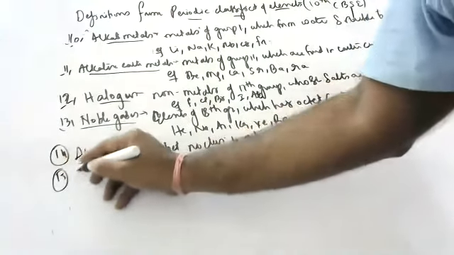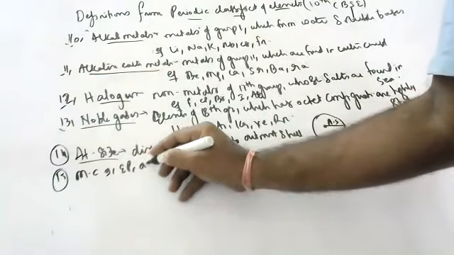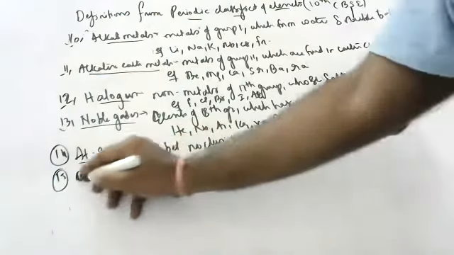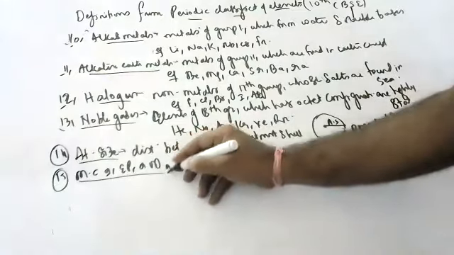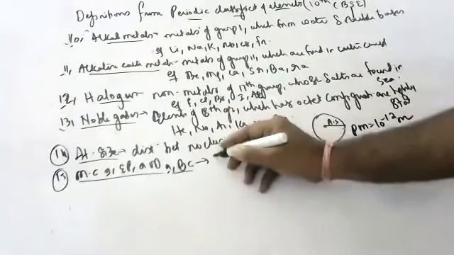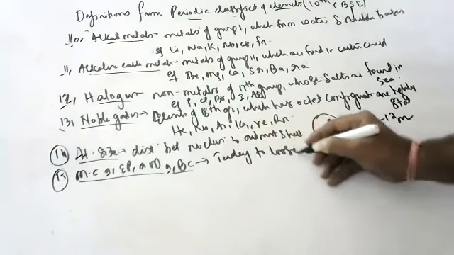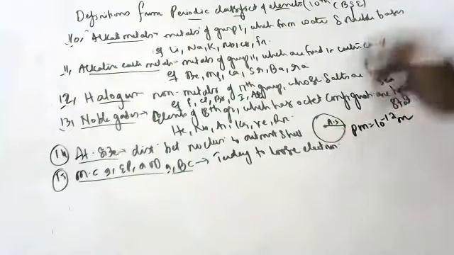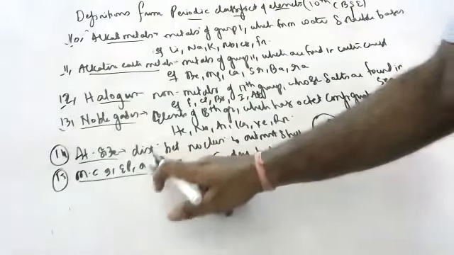Next, metallic character or electropositivity or oxidizing character. Metallic character, electropositivity, oxidizing character or basic character, all are same. What is the definition? Tendency to lose or give electrons.